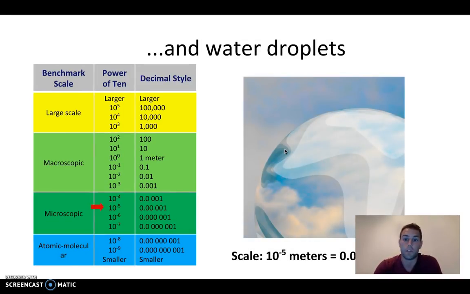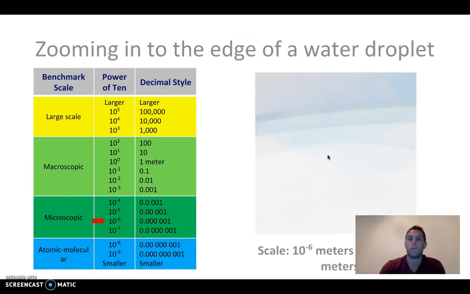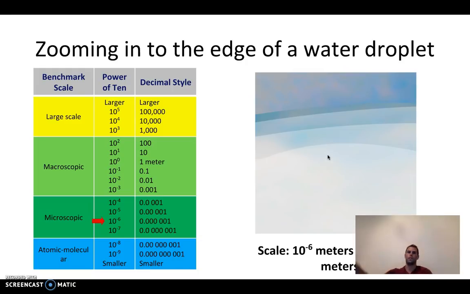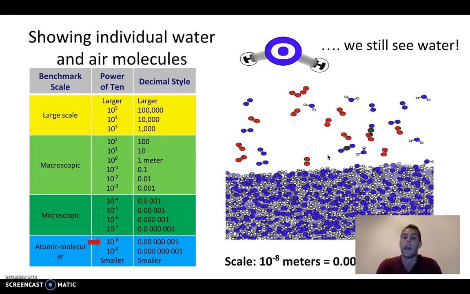So let's zoom into the microscopic level, and then we can actually see our water vapor droplet. Then we can zoom even further, and here's the surface of our water vapor droplet. If we look at the scale, this is 10 to the negative 6 meters, which is a millionth of a meter. You could fit 1 million of these pictures at this scale into just 1 meter. So we're getting really, really small, but we're going to get even smaller. We're going to go to the atomic, molecular level. This is like the nano level.